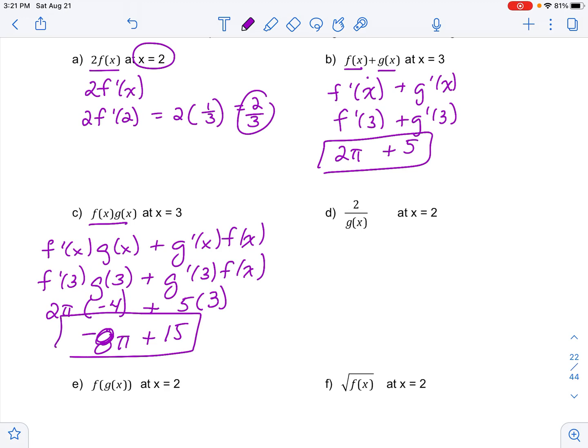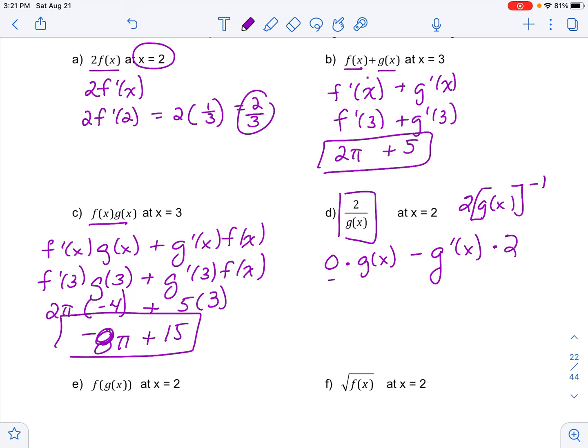Now, there's a couple ways you can do the next one. You can do the quotient rule, but if you do the quotient rule, the derivative of the top ends up being 0. Or you could rewrite this like this, right? Think of it like this and use your power rule, okay? I'll just go ahead and do the quotient rule on this one. So the derivative of the top ends up being 0 times the bottom minus the derivative of the bottom times the top, all over denominator squared.